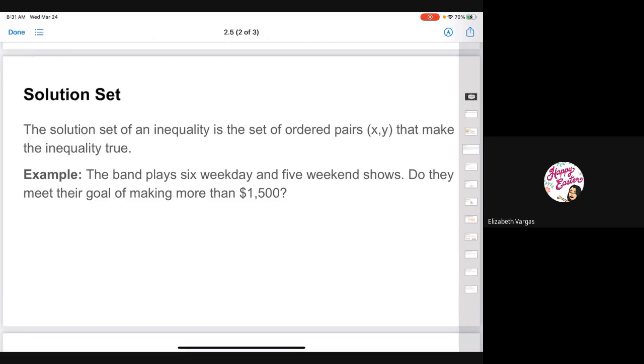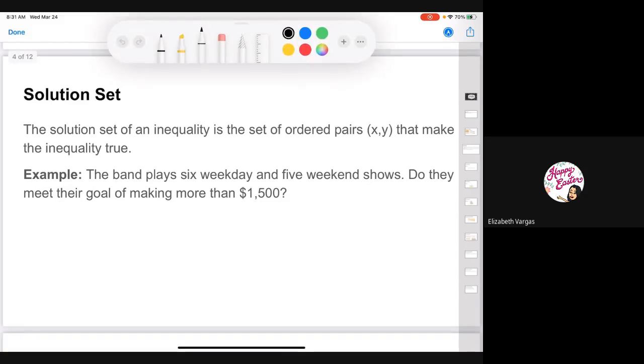Okay, so now we're going to look at solution set, which was our word of the day. And this, again, the solution set of an inequality is the set of ordered pairs x and y that make the inequality true. For example, here we're told the band plays 6 weekdays and 5 weekend shows. Do they meet their goal of making more than $150? Well, if we're looking for them making their goal of more than $150, because we're using the term more than, we know that we want to use an inequality, right? It doesn't say exactly $150, but it's saying more than. So we use the equation that we created for more than.